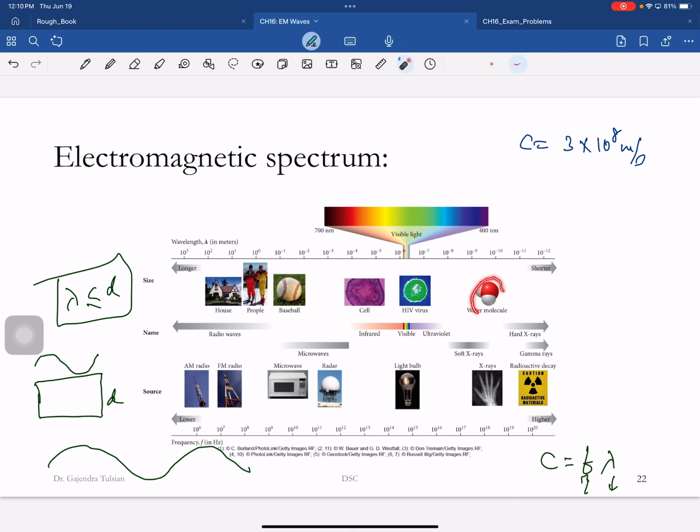So if you want to see a molecule or an atom, you need to use light of wavelength 10 to the minus 10 meters or smaller. So if you wanted to see atoms, you need to use X-rays. You guys have heard of X-ray diffraction, so you know that's what's happening.